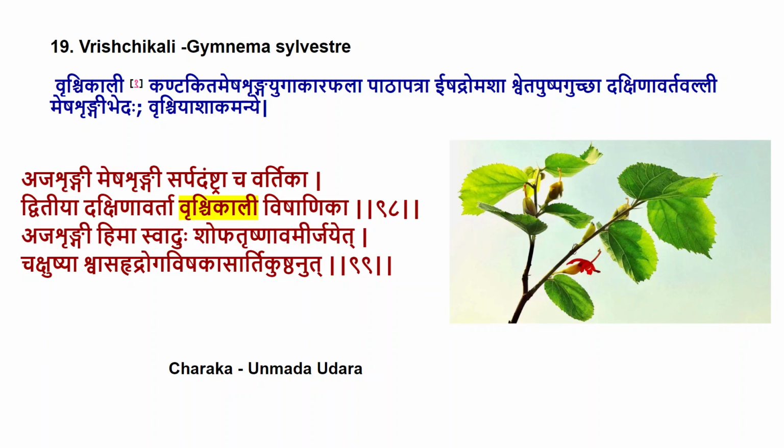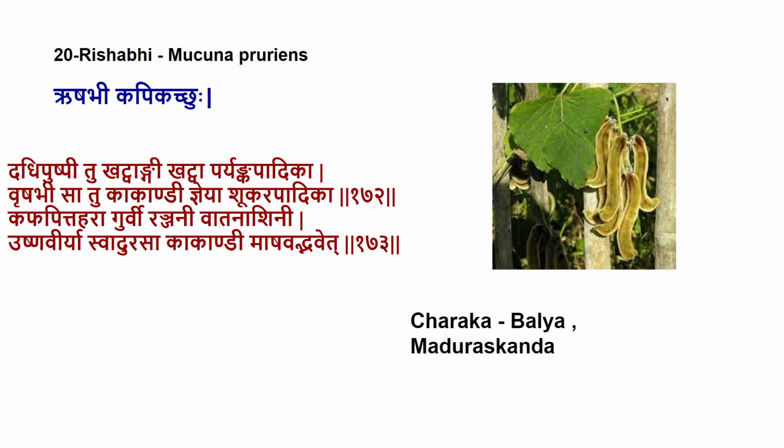And as far as the resources are concerned, now we have to depend upon the Nighantu more than the real Samhitas. Now, Guna of Ajashringi is Ajashringi Hima Swaduhu Shopa Trishna Vami Jayat Chakshushya Shwasa Hridroga Visarpa Kushtanut. It's a Shitavirya, Swadurasa, Madhurarasa, and can reduce Shopha, Trishna, Vami. It can reduce vomiting and swelling as well as thirst as such. Chakshushya, Shwasahridroga Visarpa Kushtanut. In Charaka, it's used in Unmada and Udara conditions, Unmadahara and Udarahara conditions.